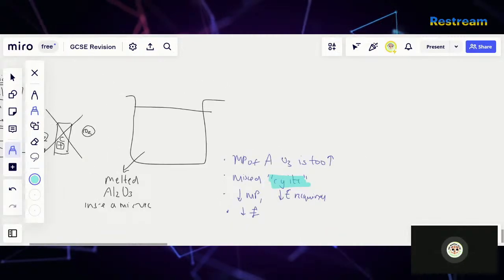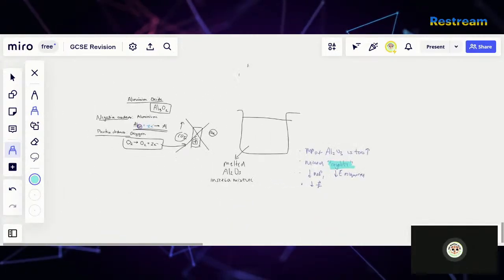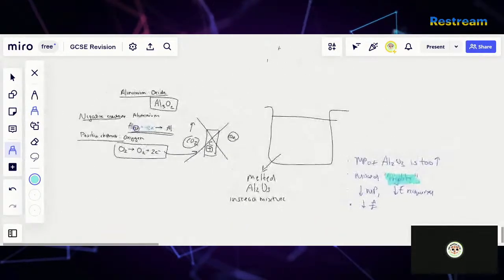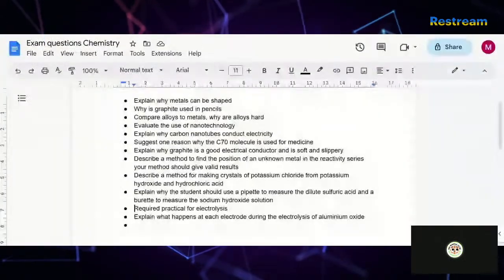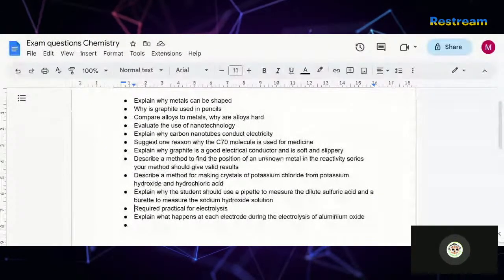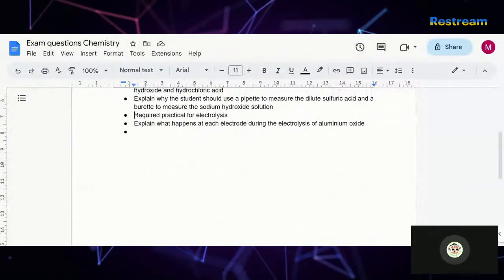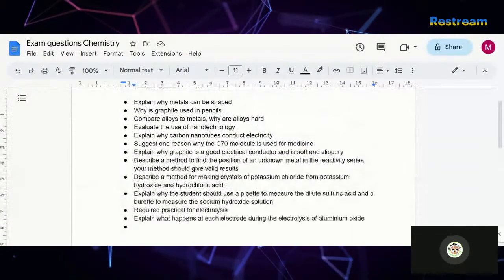Now we're going to talk about acids and alkalis. Much nicer topic as opposed to this. So let's do the next question. It's all about acids and alkalis. These are the questions we've gone through so far.